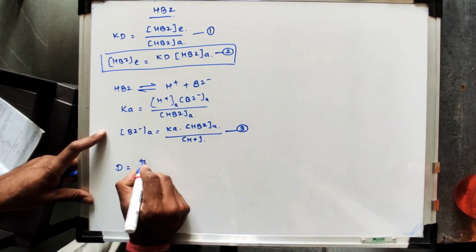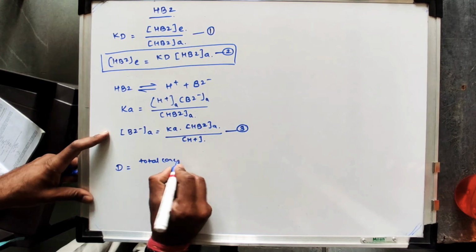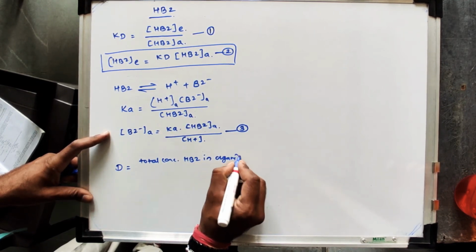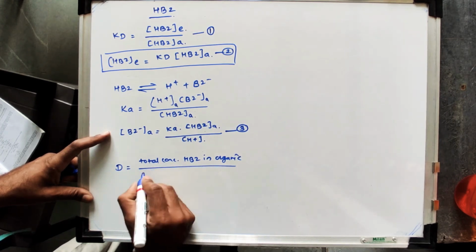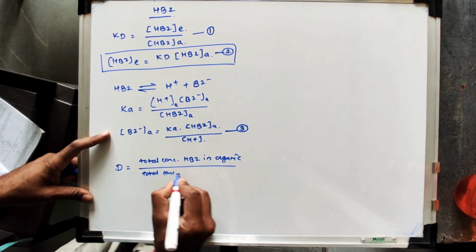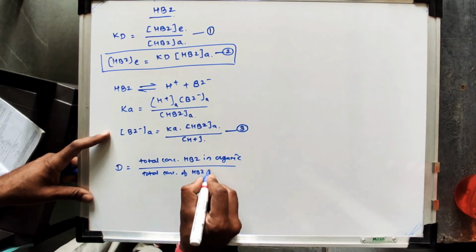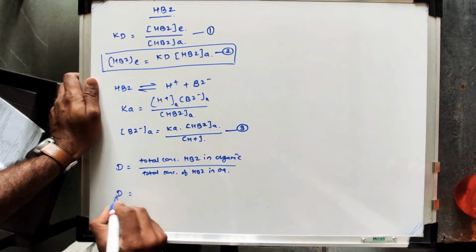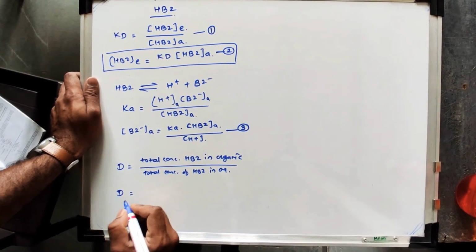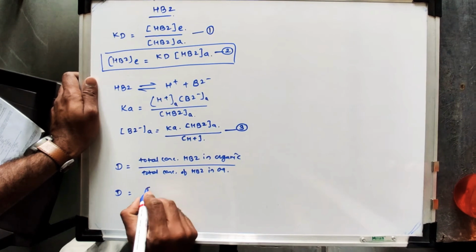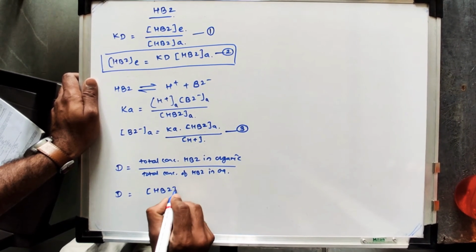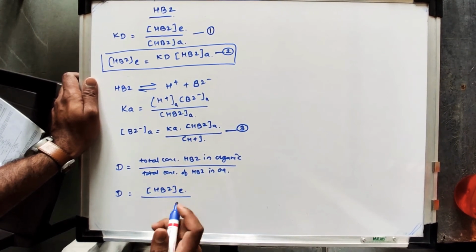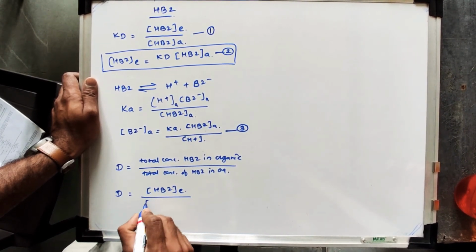Right? Distribution ratio is equal to what? Total concentration of HBZ in organic layer, say ether, divided by total concentration of HBZ in aqueous layer. We know that benzoic acid remains in its molecular state in the organic layer, therefore I can write here [HBZ]E divided by total concentration of HBZ in aqueous layer, what is?